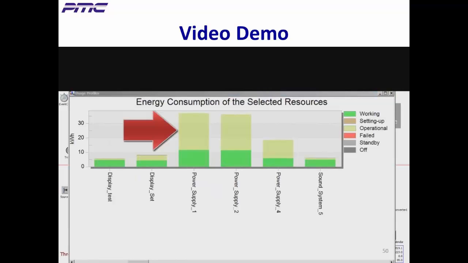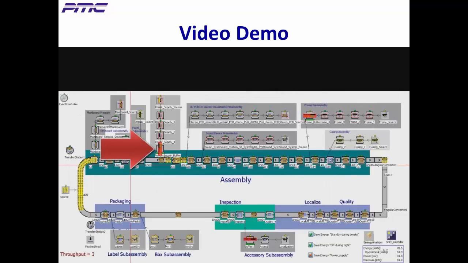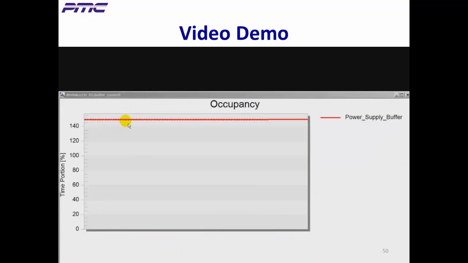The light green areas for power supply stations 1 and 2 show that these stations consume a lot more energy in the operation or wait state than the other stations. While running the simulation, it appears that the power supply buffer is always full. A look at the buffers chart shows that it's almost always full with 150 power supplies.